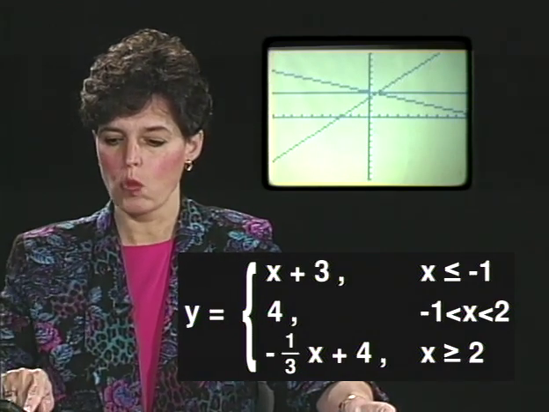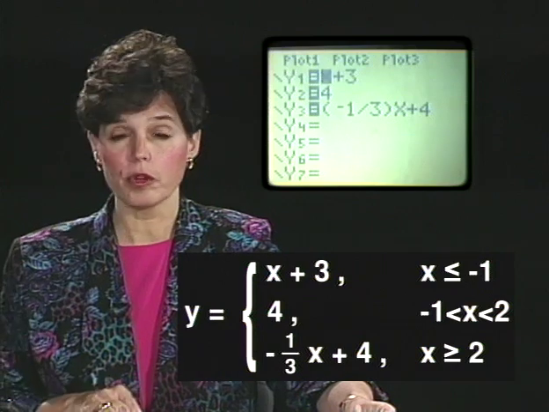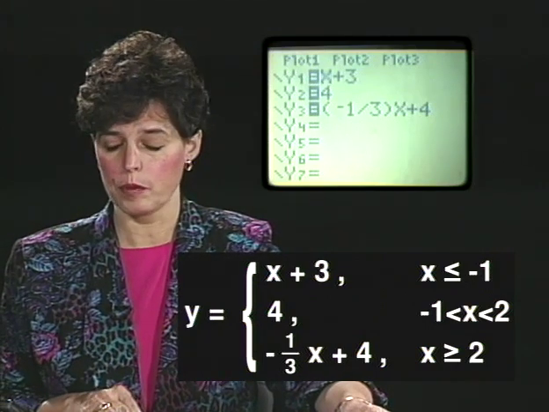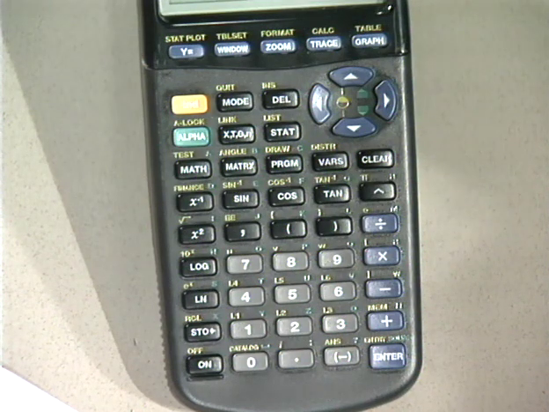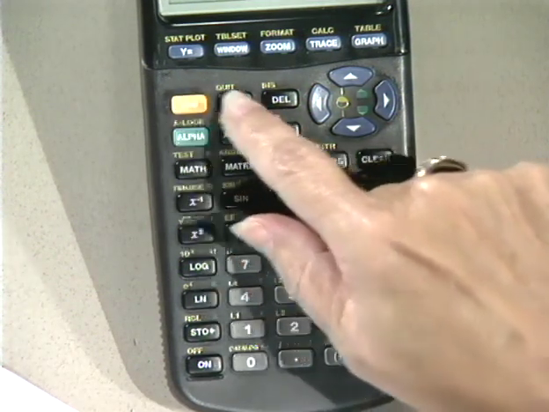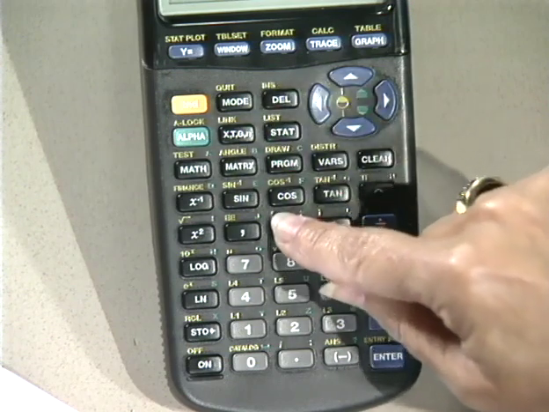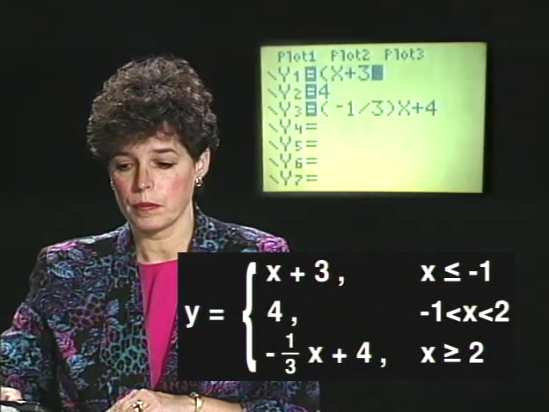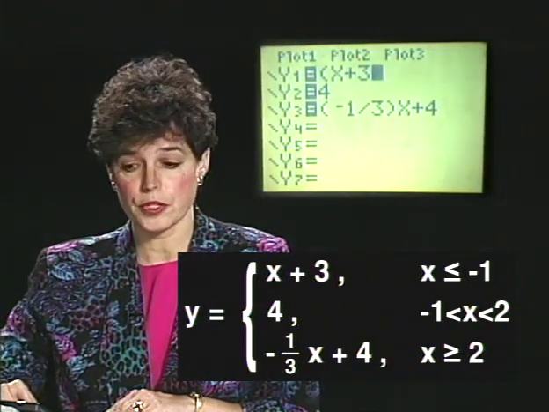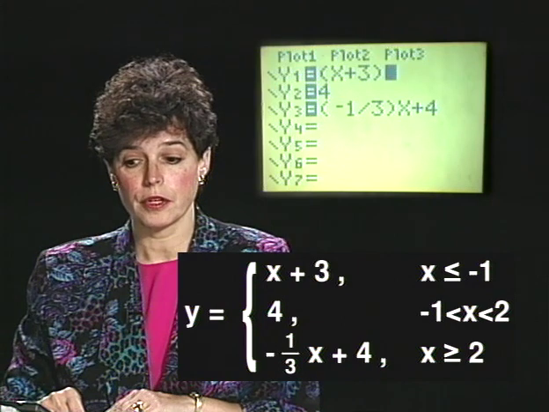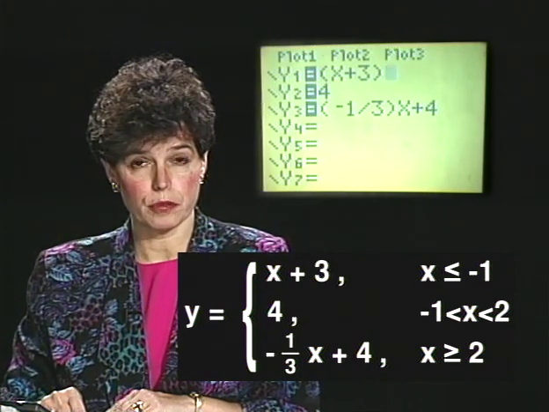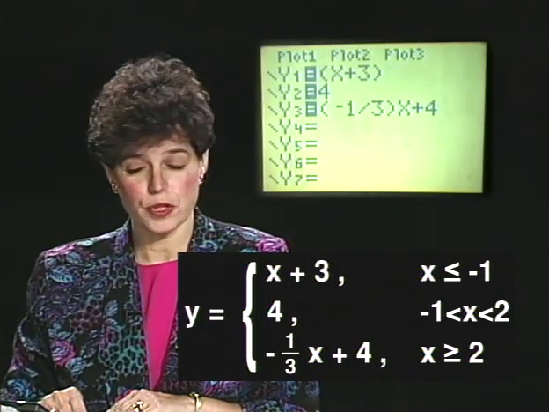Well, let's go back to y equals, and we're going to put parentheses around the x plus 3 to begin with. Remember, in order to do insert, I do second, and then INS is located over here above DEL. Press the left parenthesis, move on over, pass the 3, put the right parenthesis, and I have done the parentheses around my function. Now I'm going to place in the restriction.